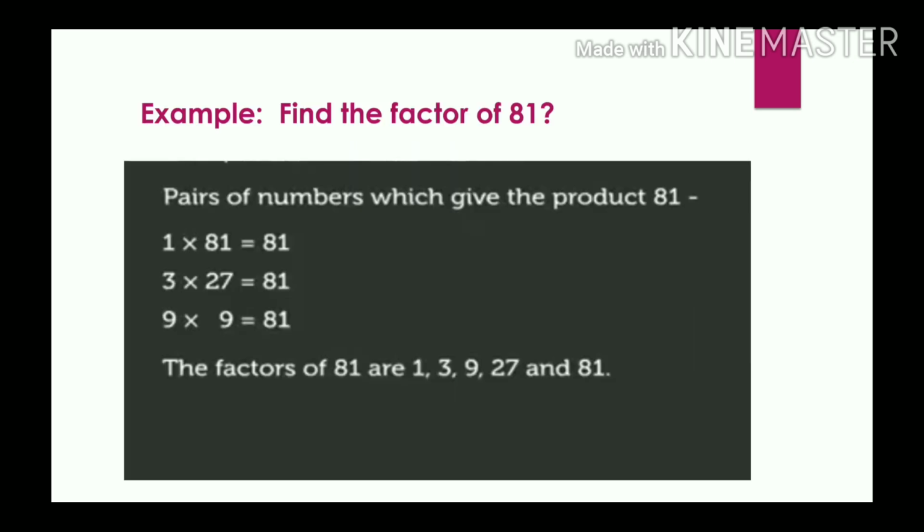Now the second example is: find the factors of 81. Here also we have to find the pairs of numbers which give the product 81. So the first pair is 1 multiplied by 81 is equal to 81, the second pair is 3 multiplied by 27 is equal to 81, and the third pair is 9 multiplied by 9 is equal to 81. Thus, the factors of 81 are 1, 3, 9, 27 and 81.